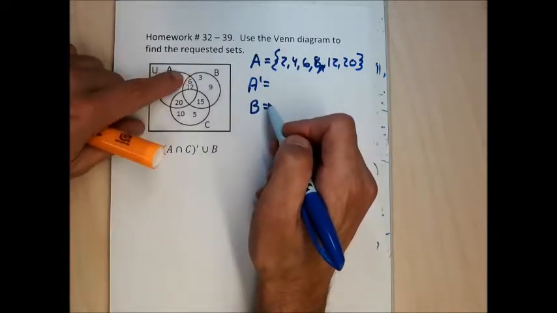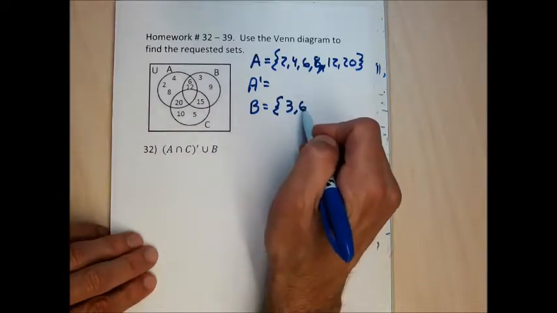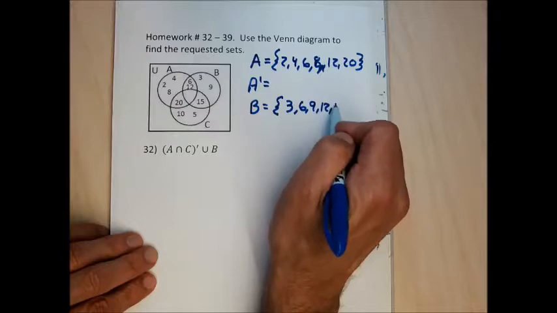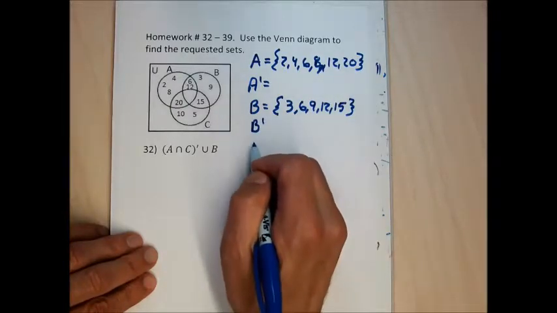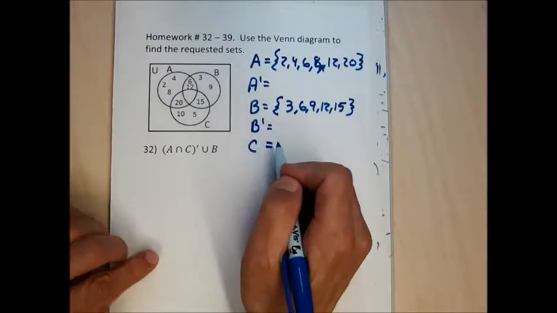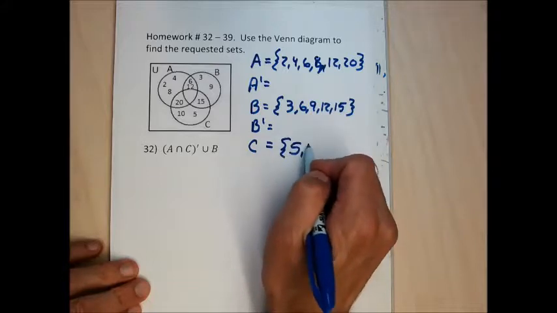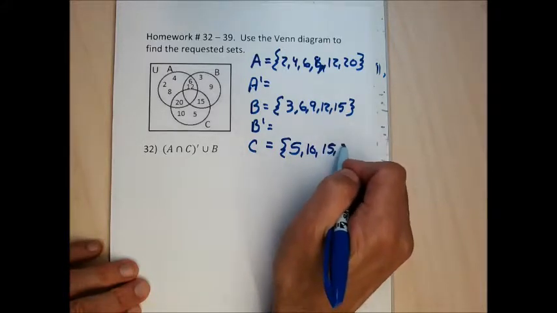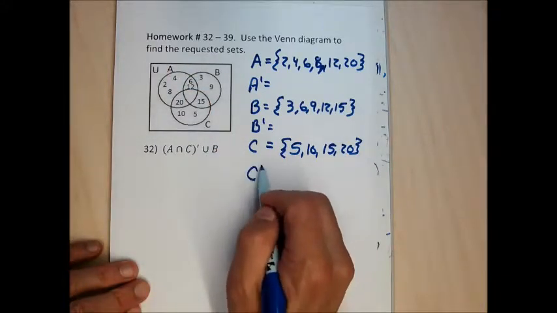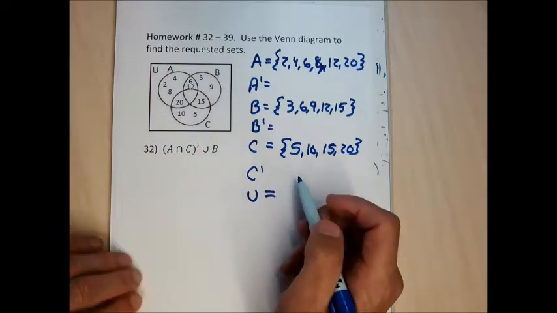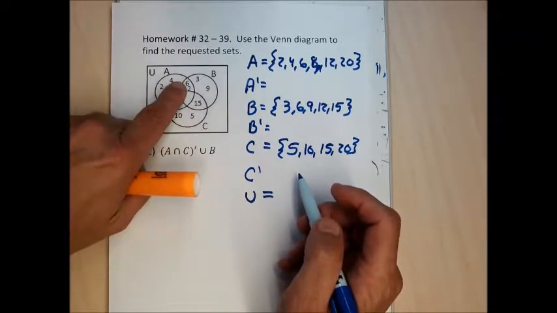B is 3, 6, 9, 12, and 15. I'm probably going to need B complement, so I'll leave some space for it. C is 5, 10, 15, and 20. There's nothing outside for the rest of the universal set, which is kind of nice. The universal set's going to be 2, 3, 4, 5, 6. Then I'm missing the 7.